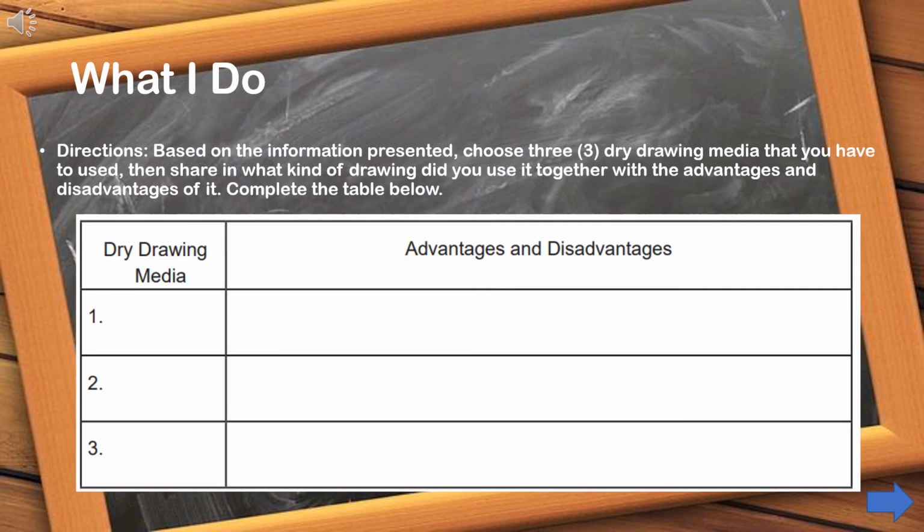Now, let us proceed to the what can I do part. Directions: based on the information presented, choose 3 dry drawing media that you have to use, then share in what kind of drawing did you use it together with the advantages and disadvantages of it. Complete the table below.